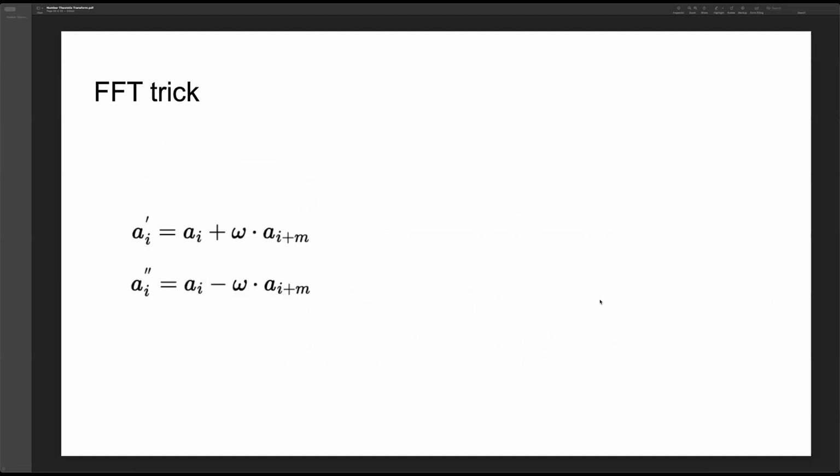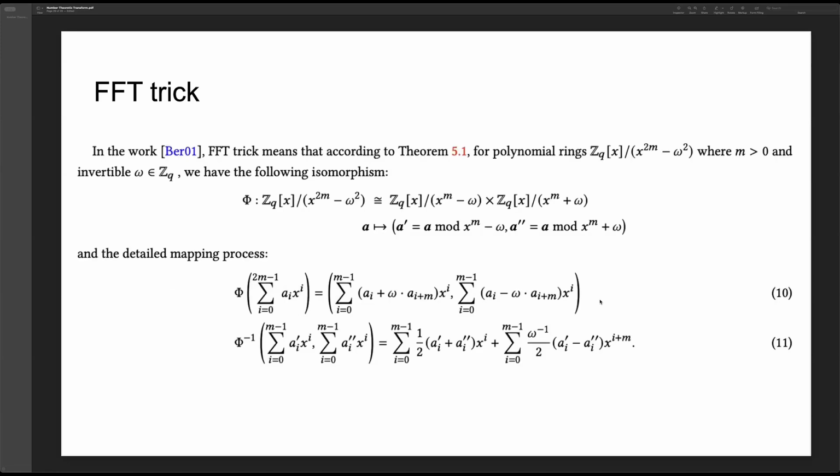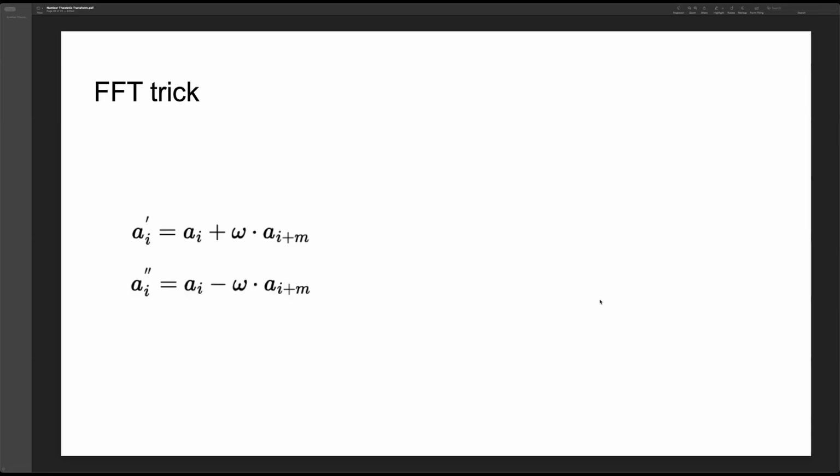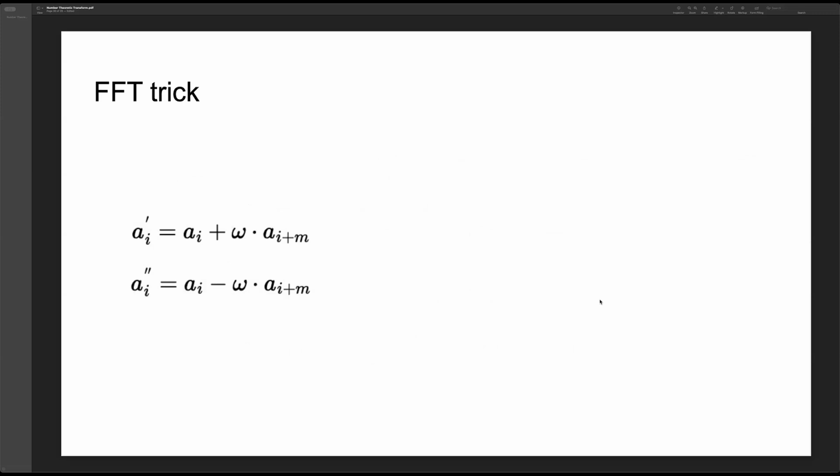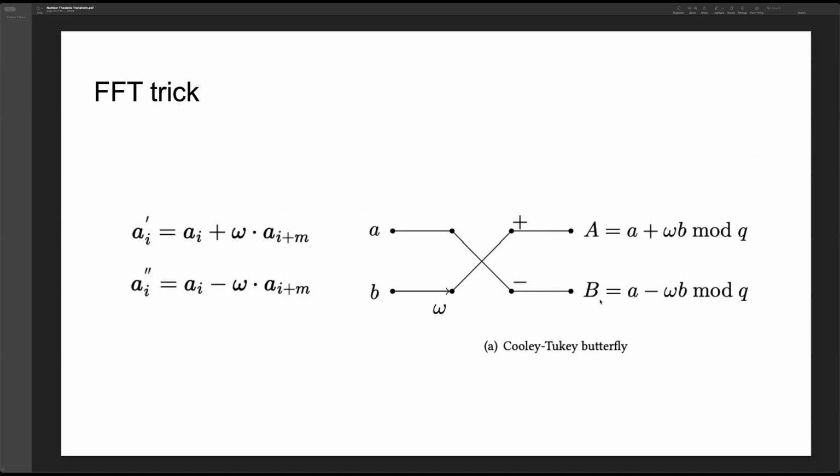So something I wanted to bring up here is if we take a look at these two notations, and this is something we saw in the previous slide. If you have a_i prime equal to a_i plus omega multiplied by a_(i+m), and same for a double prime, this looks familiar to something that we might see in other places. And this is actually just the butterfly itself.